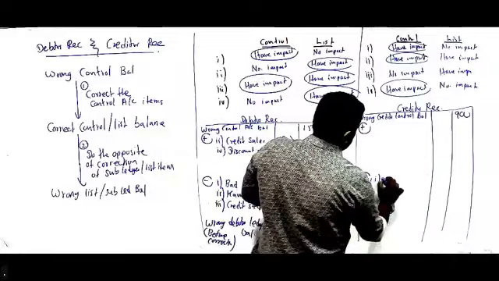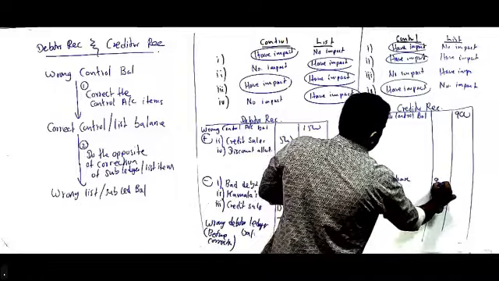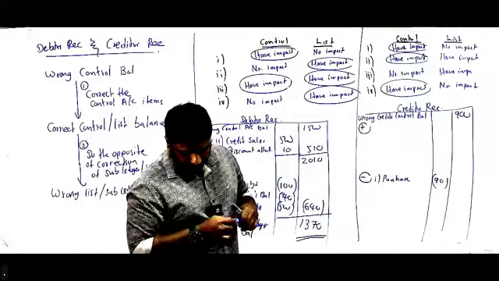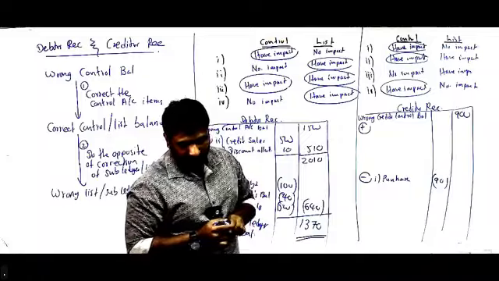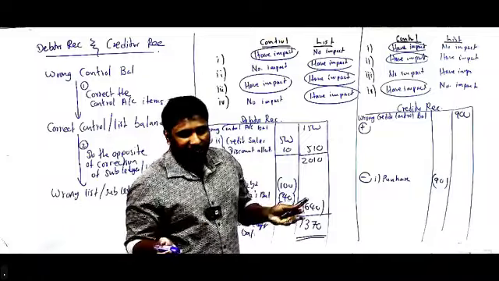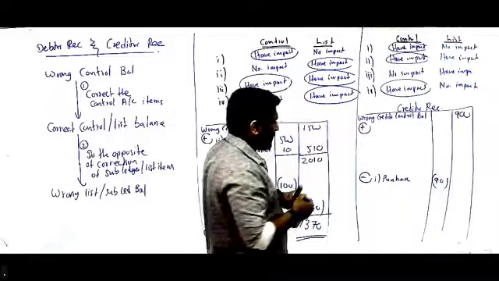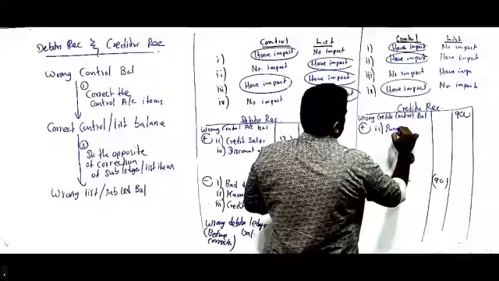First one, purchase 90,000. Second one, read it, people. Invoice completely omitted. Once you put it, what will happen to the liability? It will increase. Purchase invoice.